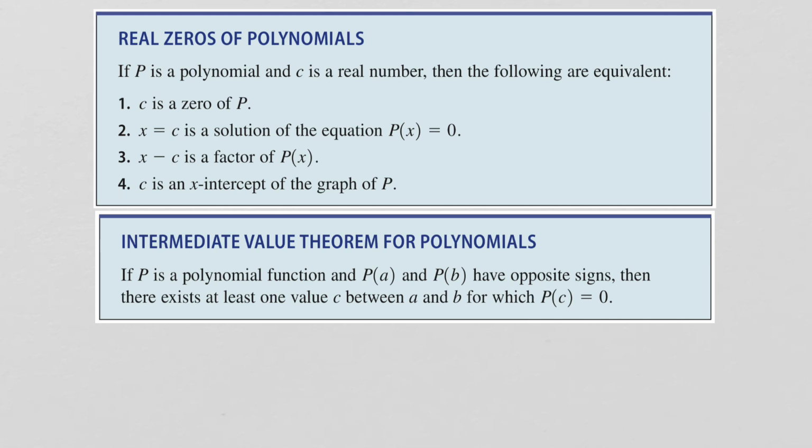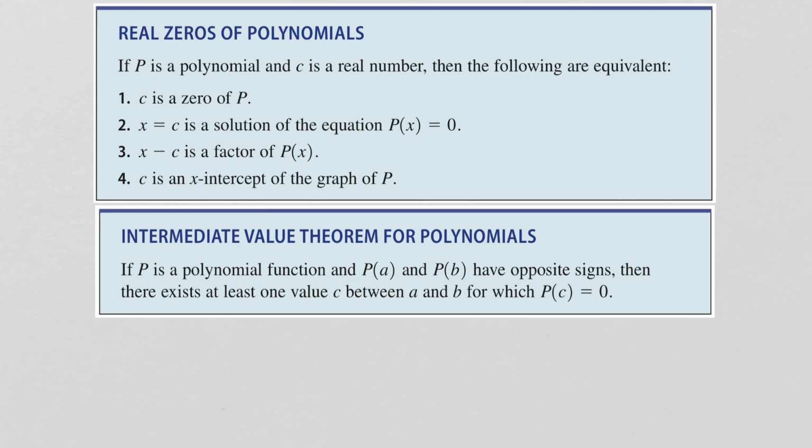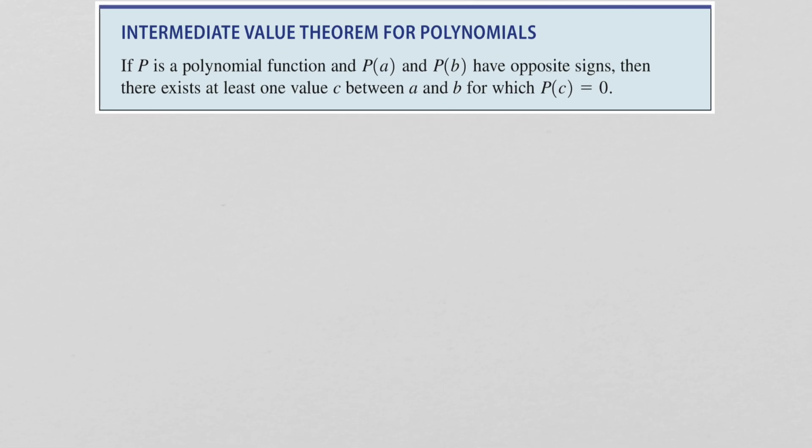Now, we also have the intermediate value theorem for polynomials, and this simply says if p is a polynomial function and p of a and p of b have opposite signs, meaning one of these is positive and one of these is negative, then there exists at least one value c between a and b for which p of c is equal to 0. Now let's briefly talk about why the intermediate value theorem for polynomials must be true.